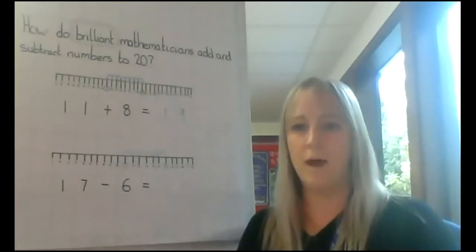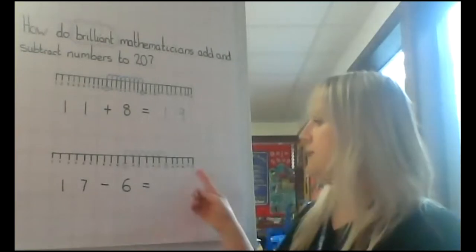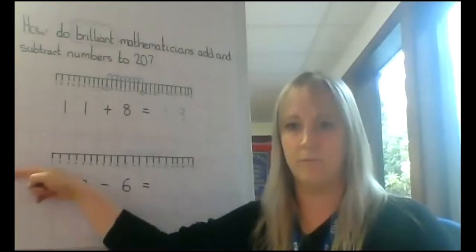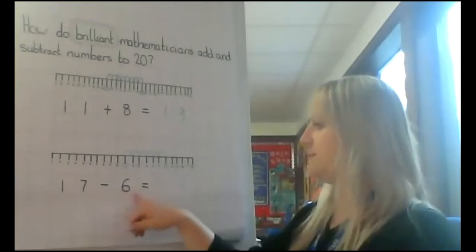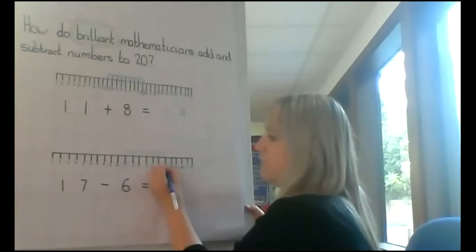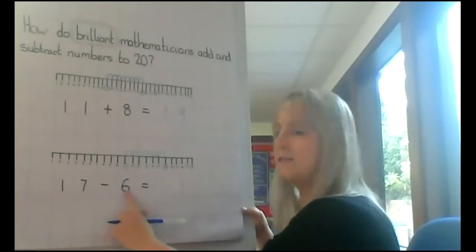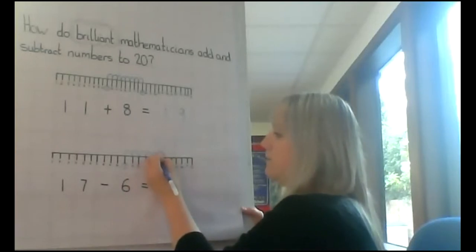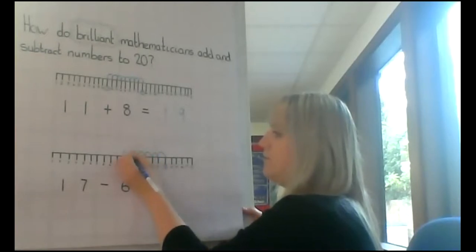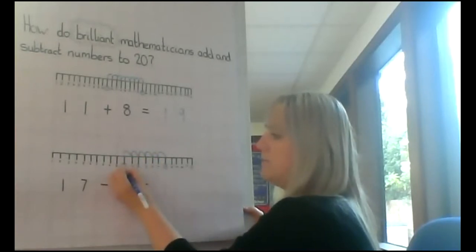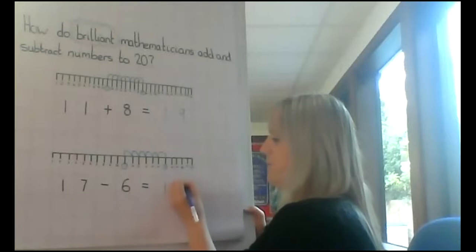Now, if I'm taking away, my number needs to be smaller at the end. So I need to make sure that I'm going down my number line. So here we go. We've got 17, take away 6. So I'm going to start by circling the greatest number, which is 17. I'm going to jump backwards 6 jumps. 1, 2, 3, 4, 5, 6. I circle the number I land on. It's 11. So I write that here, 11.